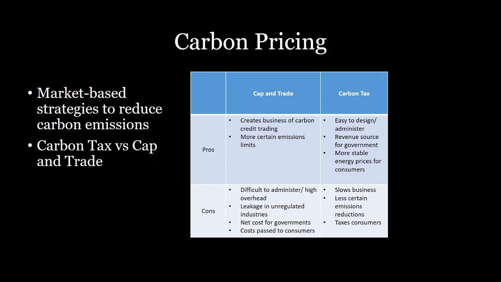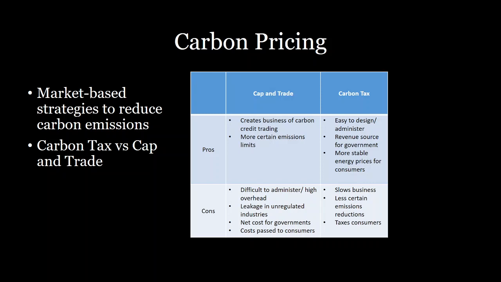On the other hand, carbon taxes can be a little bit easier to administer. It's just a flat rate that the government is applying. They're a source of revenue for the government. That money that's being taxed is going towards the government, so the government is usually pretty happy about it.